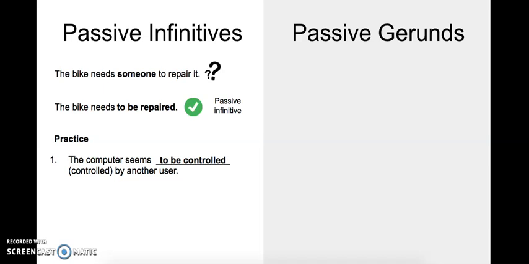Let's try another one. What do you think? The meeting is, and the verb is conducted, on the Zoom platform. So what's the infinitive form in a passive sentence? That's right. The meeting is to be conducted on the Zoom platform. So this is a passive sentence using infinitives. Okay, let's move over to passive gerunds.